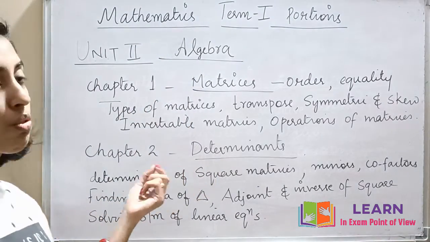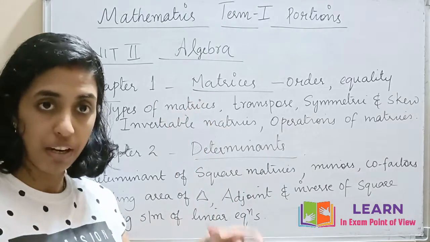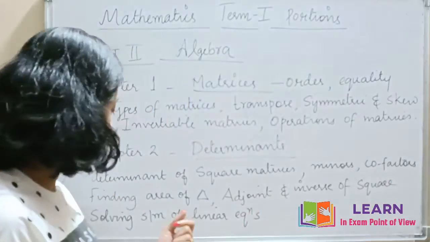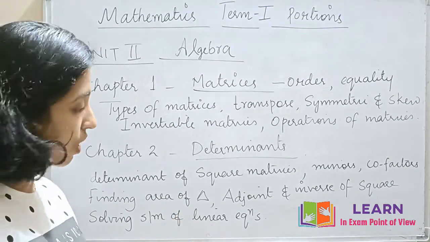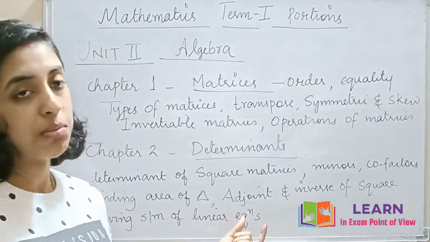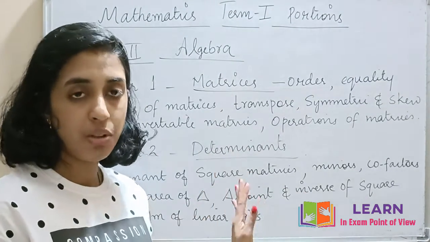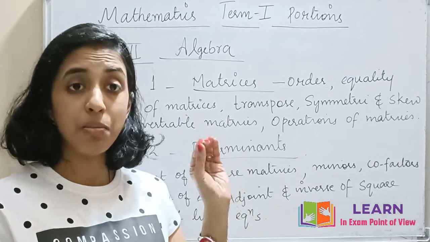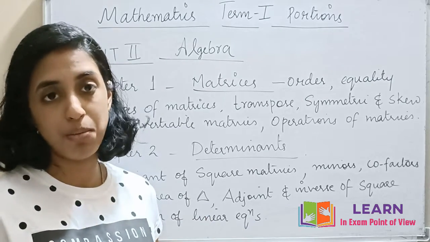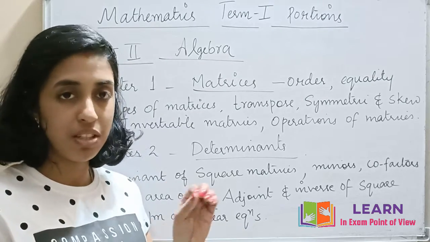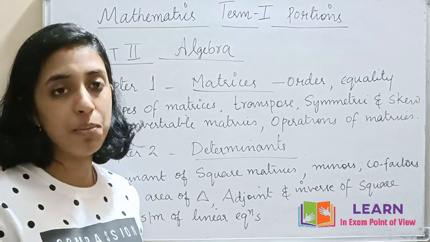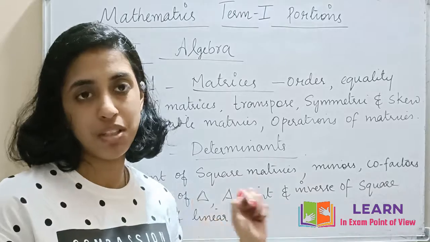So in determinants you should know how to find the determinant. Then how to find minors, cofactors, finding area of a triangle, adjoint, inverse of a square matrix, then solving system of linear equations. We have discussed every concept, but if the concept is clear, you should practice more problems, then only it will be easy. Just knowing the concept is not enough, you can't do it. So practice as many problems from these topics.